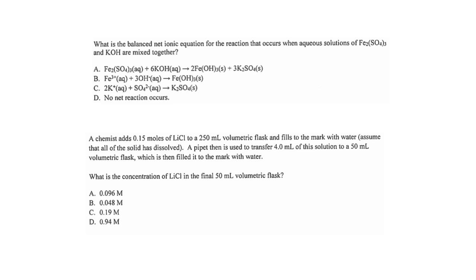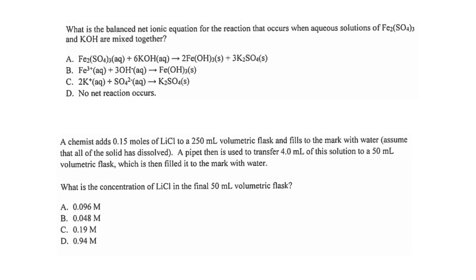So another net ionic equation question. What is the balanced net ionic equation for when iron sulfate and KOH are mixed? So iron sulfate here is water soluble, according to the solubility chart. So Fe2(SO4)3 plus KOH should form the insoluble iron hydroxide.